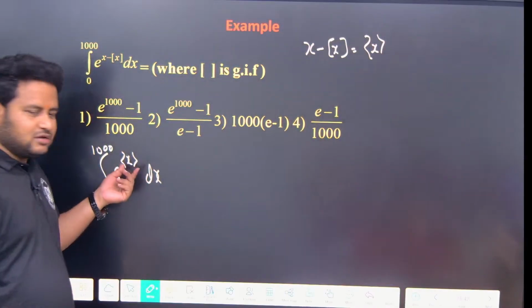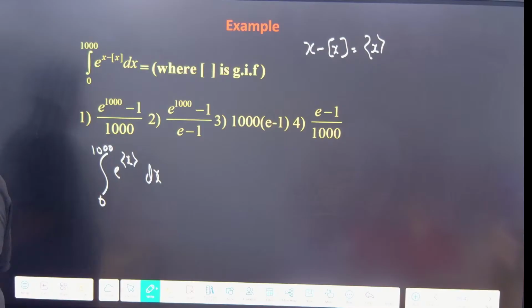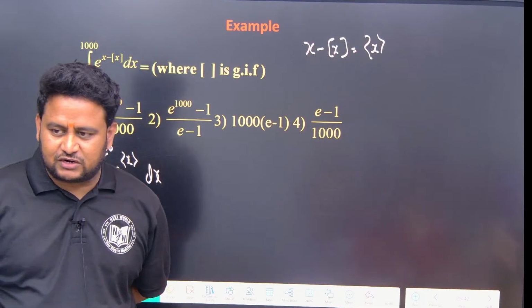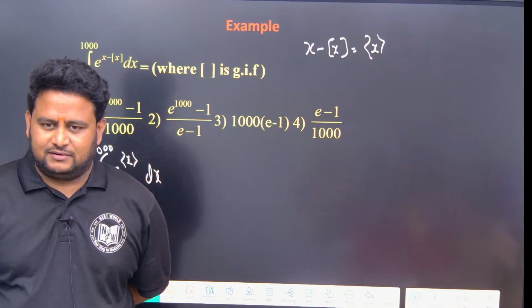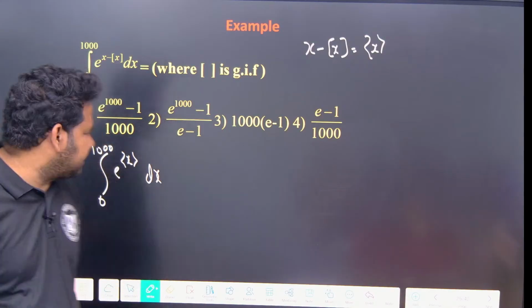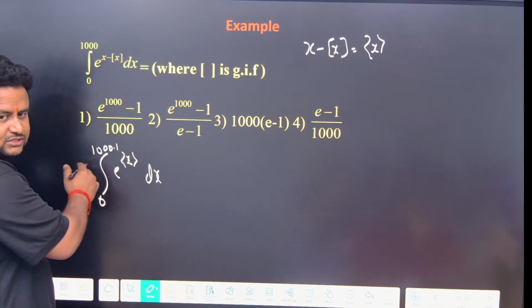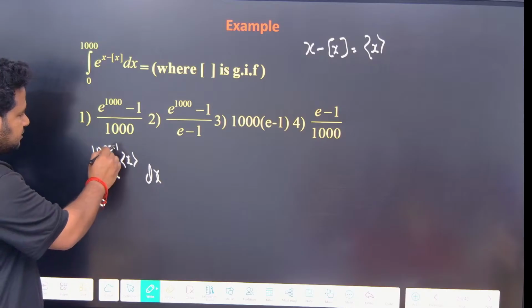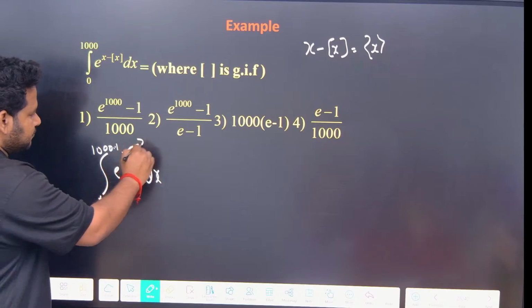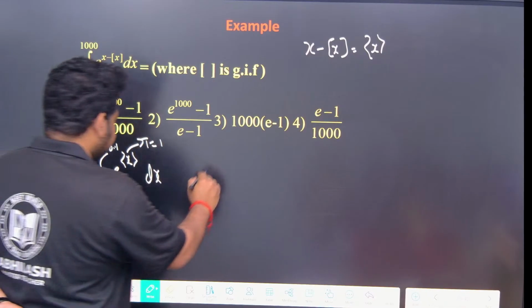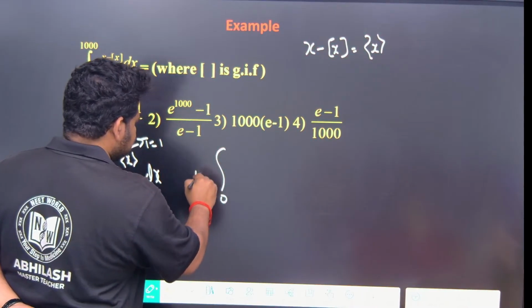The period of the fractional value of x is what? It exists. The period of a constant does not exist. What did I tell you? It is 1. So I can write 1000 as 1000 into 1, because the period of the fractional value of x is 1. So I can write it as the integral from 0 to 1000.